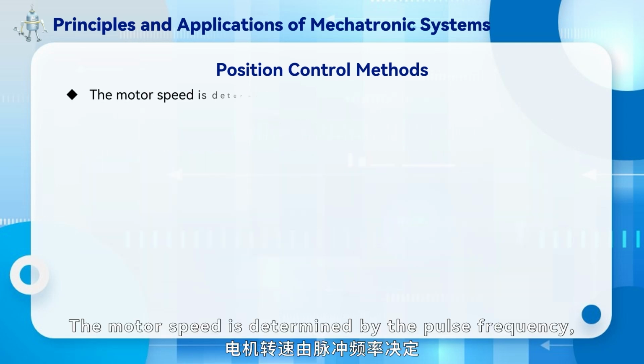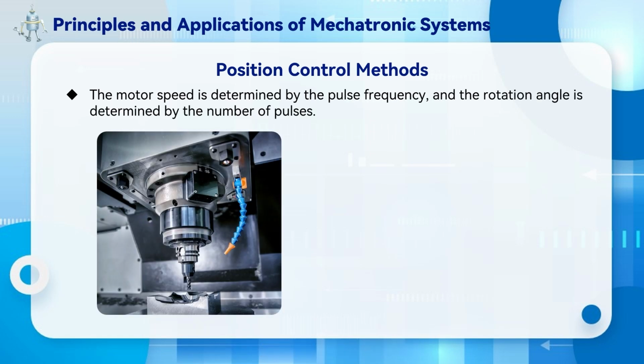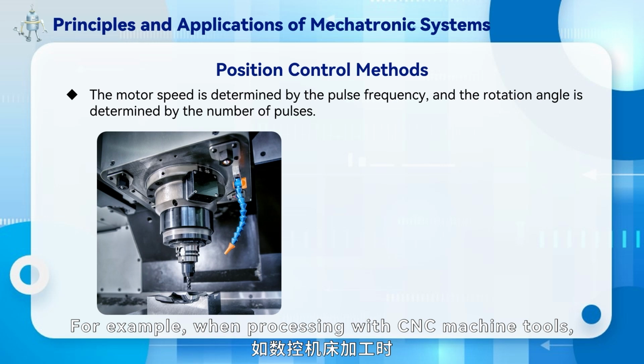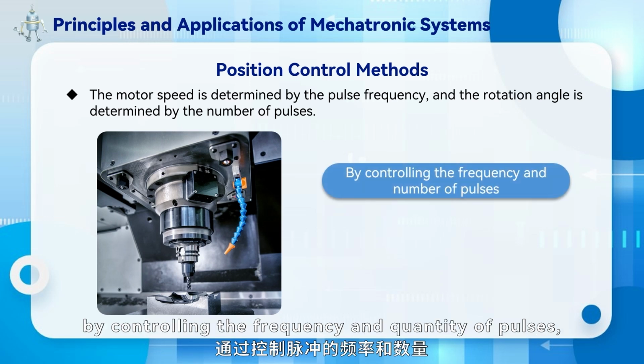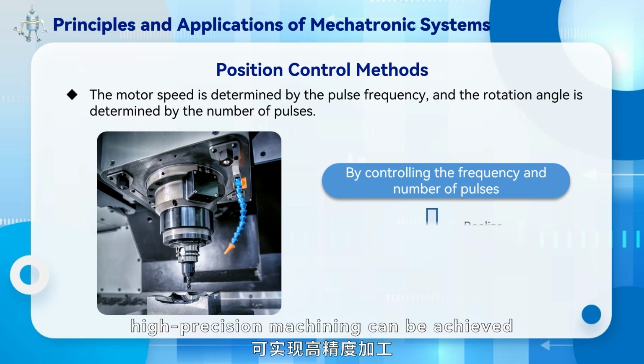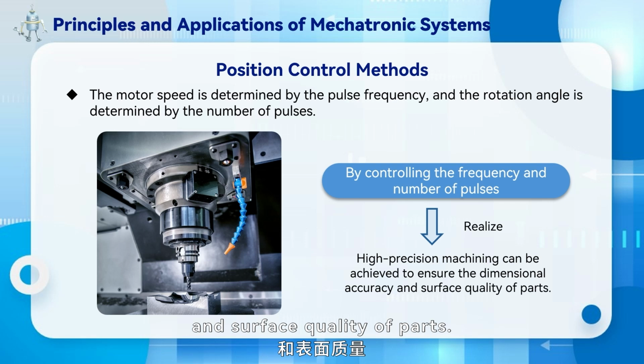The motor speed is determined by the pulse frequency, and the rotation angle is determined by the number of pulses. For example, when processing with CNC machine tools, by controlling the frequency and quantity of pulses, high-precision machining can be achieved to ensure the dimensional accuracy and surface quality of parts.